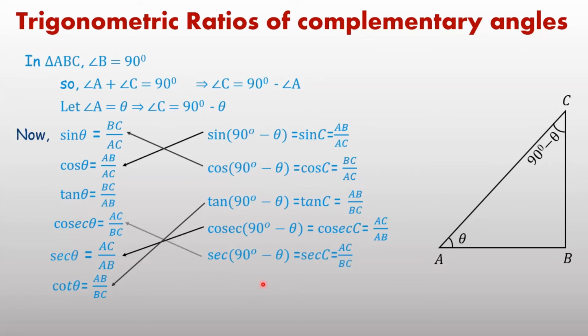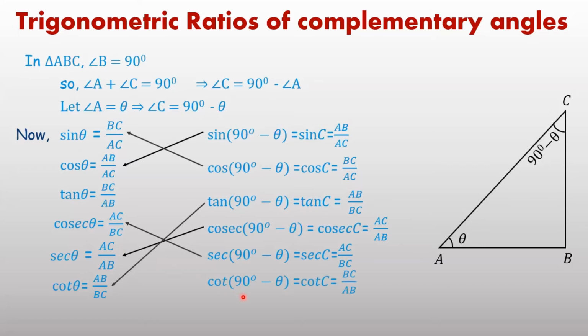Next, sec 90 minus theta equals sec C, and the value of sec C is the reciprocal of cos C. Cos C is BC upon AC, therefore the reciprocal is AC upon BC. And AC upon BC in the first column is written as the value of cosec theta. Therefore, sec 90 minus theta we can write as cosec theta.